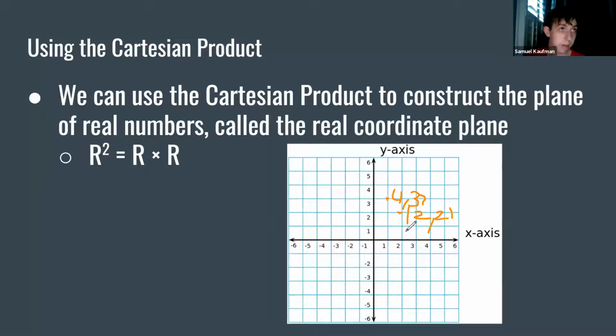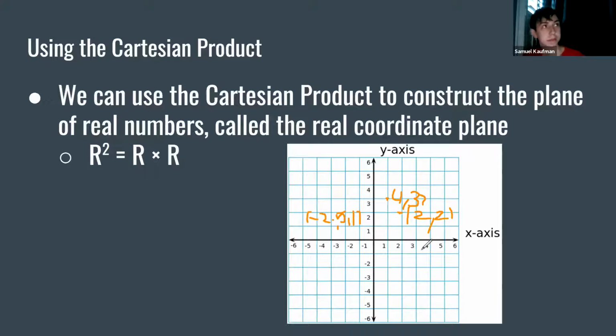And we can also have decimals and things like that. And we can have negatives. So we might have, like here would be -2.5, 1. There we go. And so this is how the coordinate plane works. Maybe some of you are familiar with it.